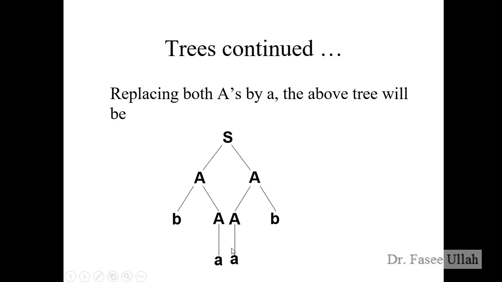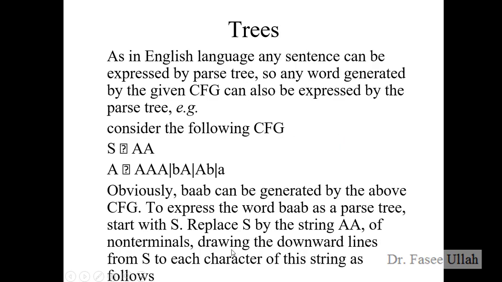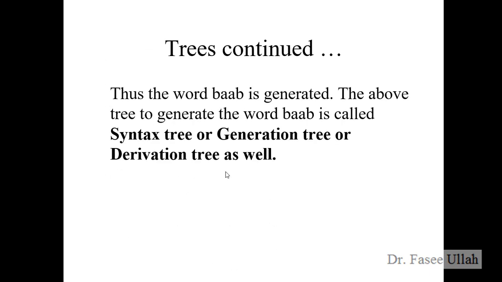These two A's are replaced with small a, according to this production: A is equal to small a. So that is how we can use the tree to generate or express the given expression values using the context-free grammar. This is another mechanism. Hopefully you have understood how it works.